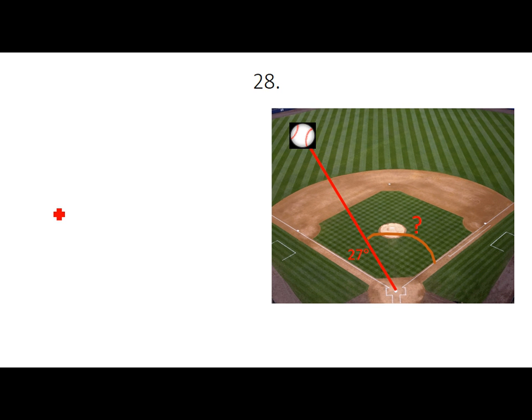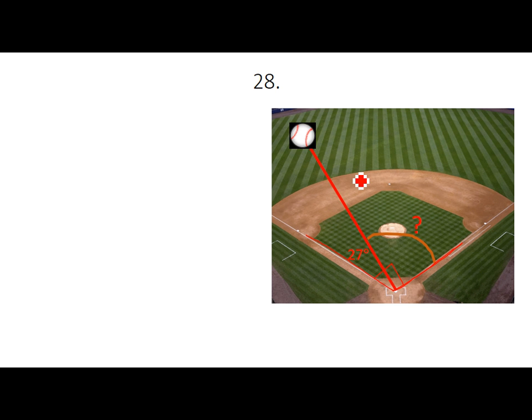Number 28 says, probably gave you this one just because I like baseball so much. So what do we know about this angle right here? 90 degrees. That's 90 degrees, even though it doesn't look like it in the picture because pictures sort of distort things when you're looking at them sometimes, right?